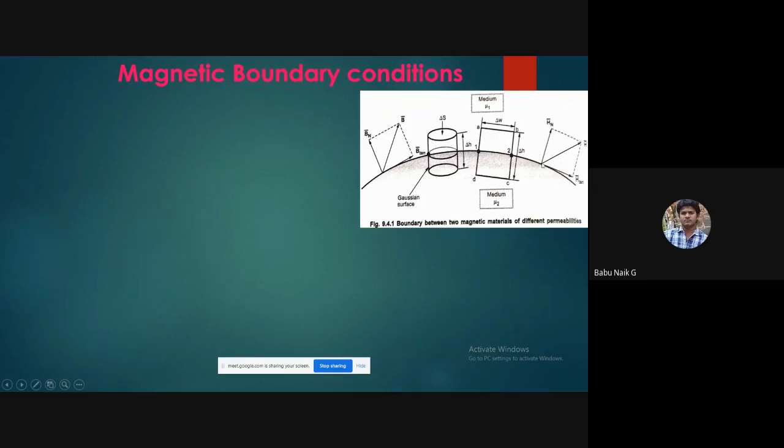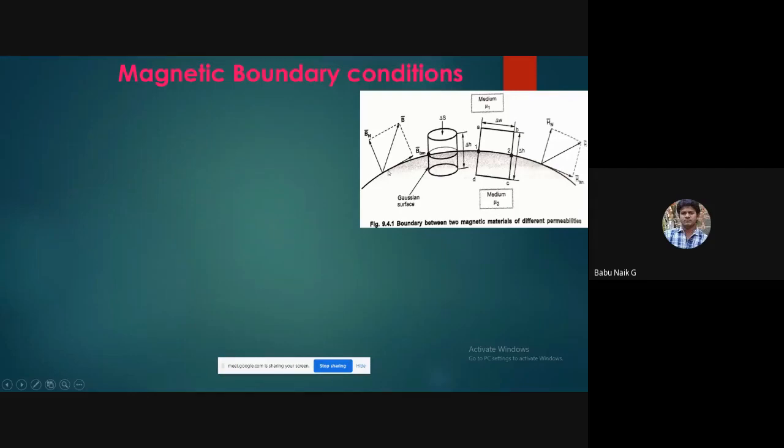The tangential component and the normal component of the magnetic field intensity at the boundary: one is tangential to the boundary and the other is normal. If you take these two, the resultant gives the magnetic field intensity.